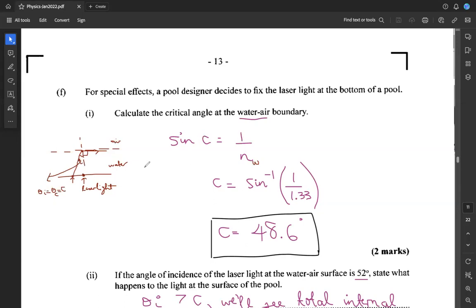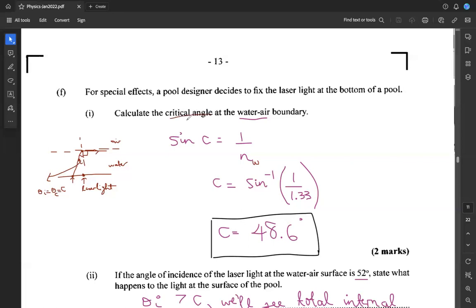So the refractive index is for the denser medium, the one that we're leaving from. So the sine of the critical angle is equal to 1 over the refractive index of water. In order to find the value of C, our critical angle, we take the inverse sine of both sides. So we get sine inverse of 1 over 1.33, and that ends up being C equal to 48.6 degrees, right? So that's literally all we had to do here to find the critical angle.